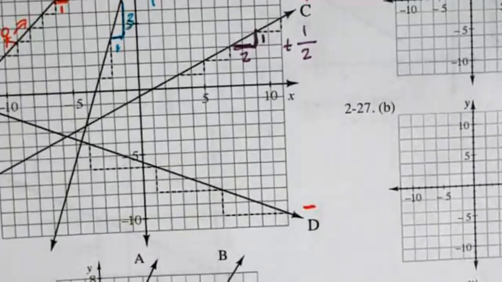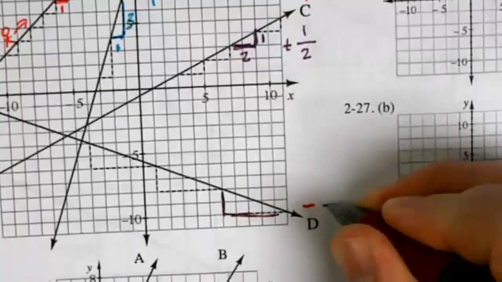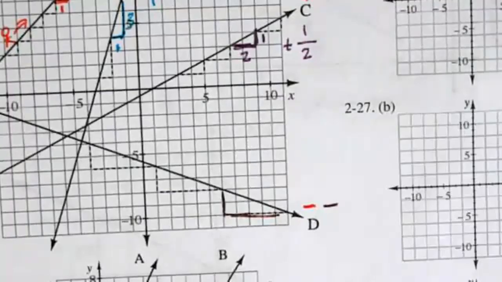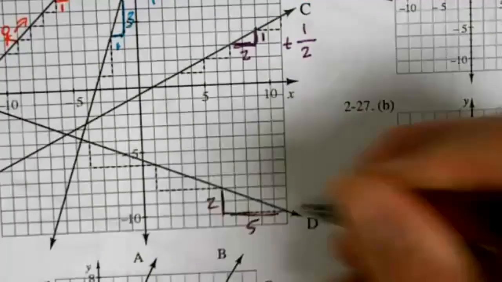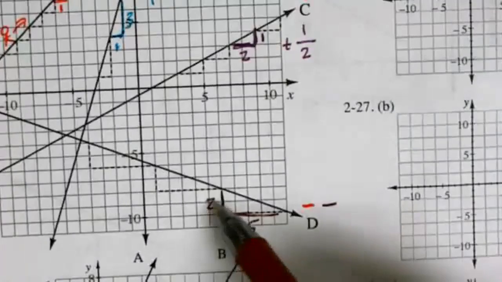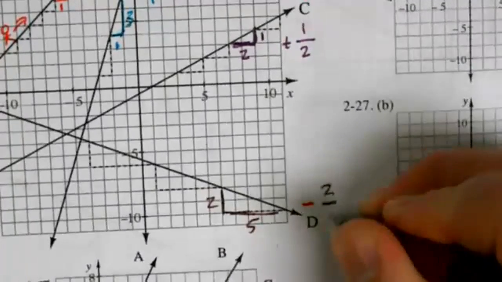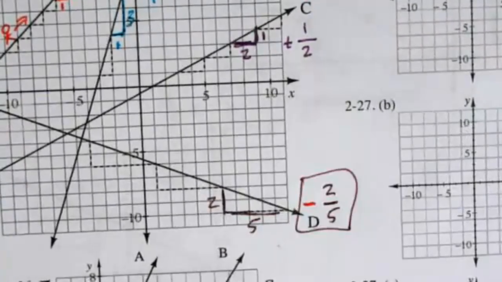All right, last one here. We got to remember it's a negative slope, so we've already written that down. That's good. And if I count, it looks like I've got a 2 here and a 5 here. So negative, which one would go on the top? Rise over run. So 2/5. So negative 2/5 for that slope. That doesn't reduce at all.